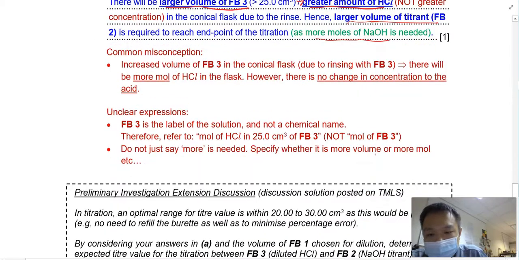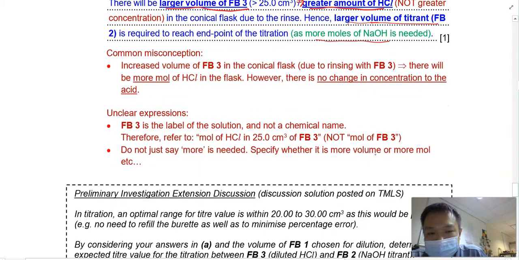Some more common misconceptions and some unclear explanations. It's surprising that when I gave you time to discuss this question, and I showed you the corrections for this, some of you copied wrongly. FP3 is the label of a solution, not a chemical name. So please use number of moles of HCl, not number of moles of FP3. Do not just say more; specify whether it's more volume or more moles.